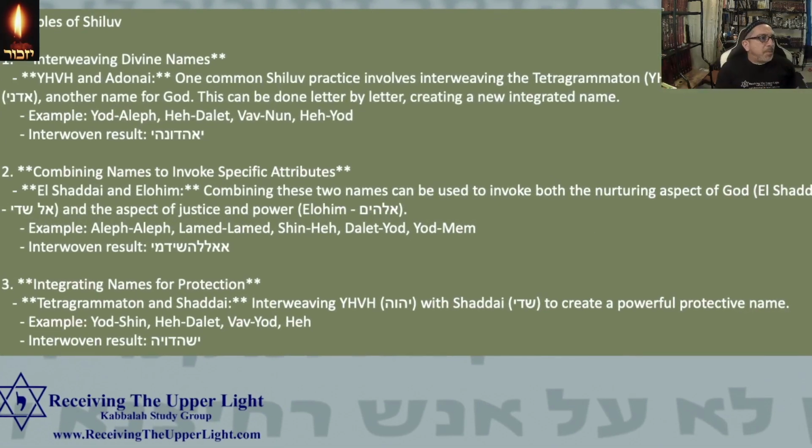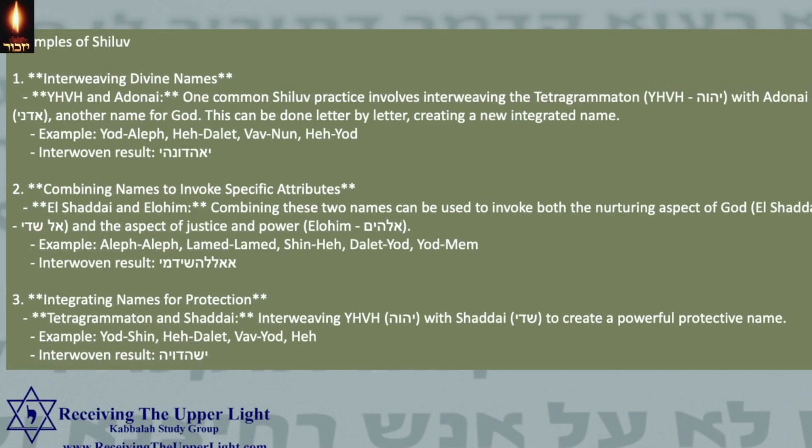So we have some examples of interweaving divine names using the Shiluv concept. For example, we have the Yod and the Vav and Adonai. One common Shiluv practice involves the interweaving of the Tetragrammaton, the Yod Vav, with Adonai, another name for God. This can be done letter by letter, creating a new integrated name.